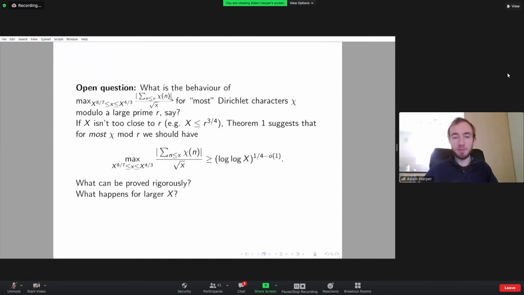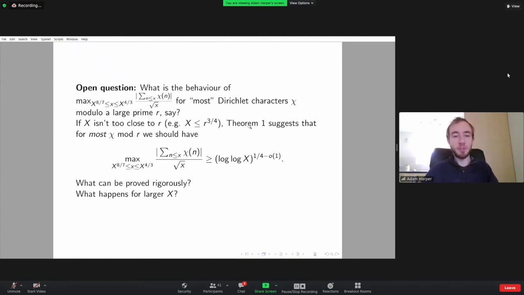And in the random multiplicative case, we could say something about how large this gets with probability tending to 1. So that would be equivalent to saying something about how big this maximum gets for most Dirichlet characters. So let's say for 99% of Dirichlet characters, modulo some large prime.